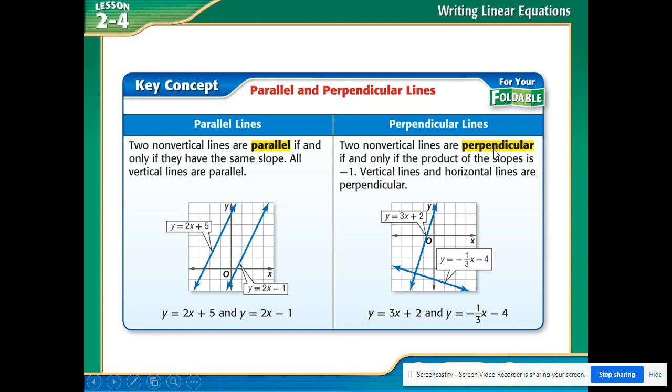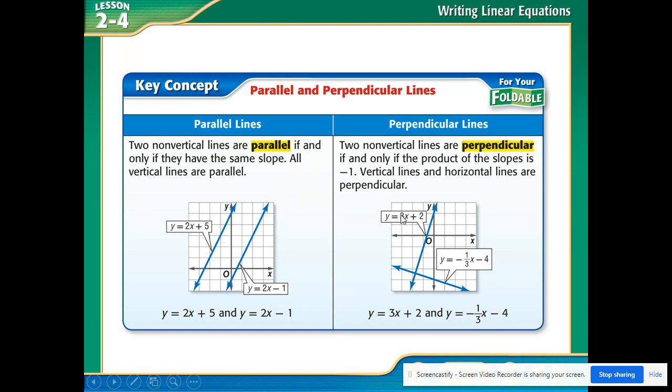Now, perpendicular is a little bit harder. Remember, that's the type that gives you like a plus sign or a corner or a right angle. They are opposite reciprocals of each other. They have a slope of -1. Their product is -1. So if this one's 3, the opposite of 3 is negative.